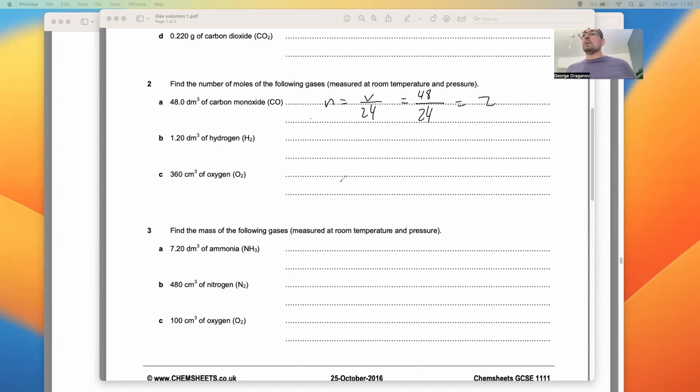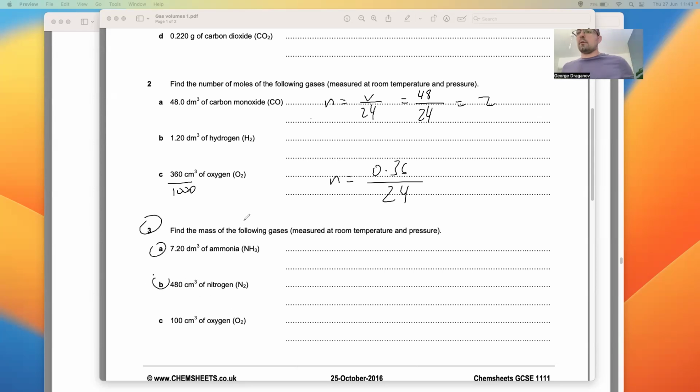If I'm doing this one, I would have to do 0.36 over 24, because you have to convert this to decimeters cubed first. This one's going to be 2 steps. I'm going to go through 3b.